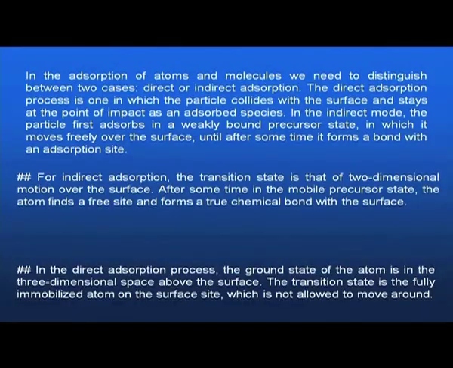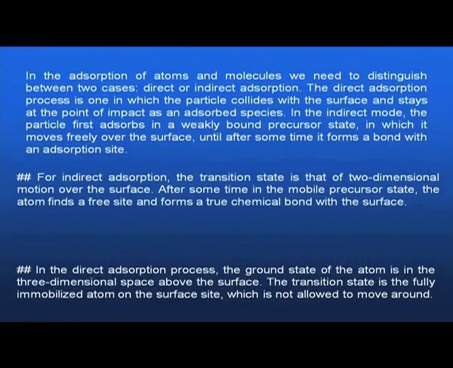But initially when it has hit the surface, there is a weak linkage. Weak linkage means it hits the surface, but it remains adhered to the surface. It will not go out, it will just move around the surface until it can find a space to sit. Okay. So, for the indirect adsorption process, the transition state is that of a two-dimensional motion over the surface. So, it is very interesting.